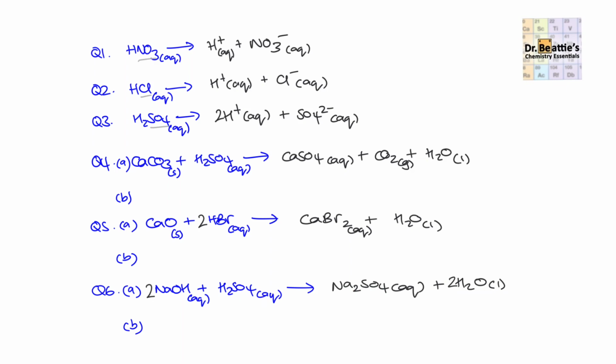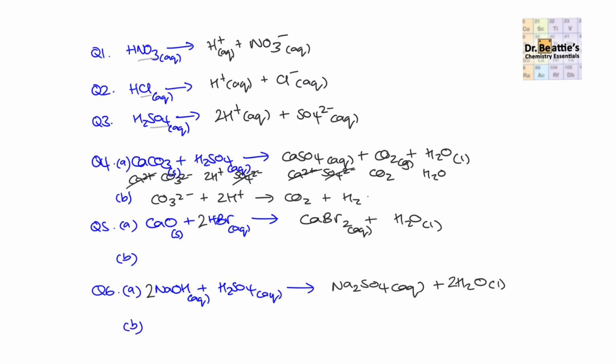Okay, the ionic equations, the ions for 4A, and then we need to remove any spectator ions, so any that don't change. We've got our sulfate there, got our calcium, that remains to give us carbonate 2- plus the 2H plus goes to carbon dioxide and water. You should include state symbols here as well, and they'll be exactly the same as what's in the symbol equation above. Here's the ions for 5A.